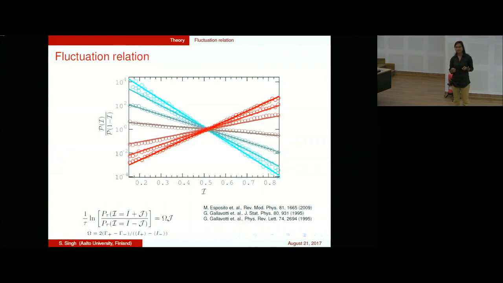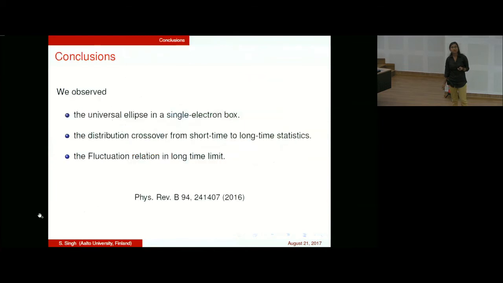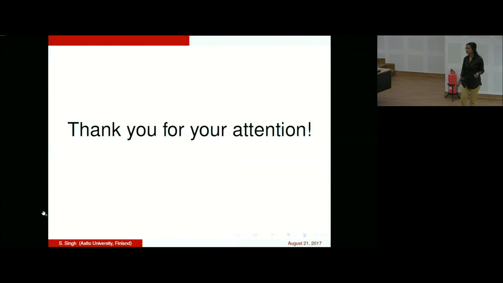This is an inspiration for my next project as well, in which I'm trying to see this fluctuation relation as a function of entropy. So I'm trying to get a system from which I can measure entropy. So, this is my conclusion. We obtained this universal ellipse behavior, and understood how it goes from short time to long time, and then we obtained a fluctuation relation in the long time limit. So, thanks.